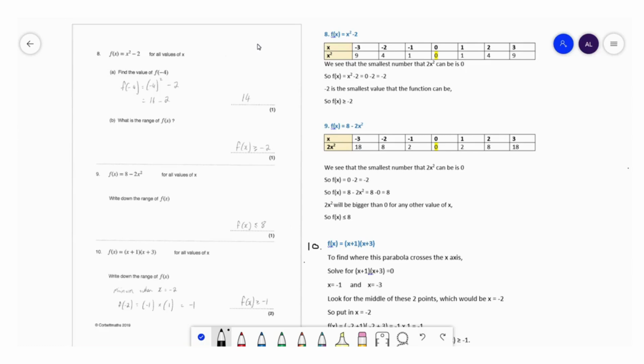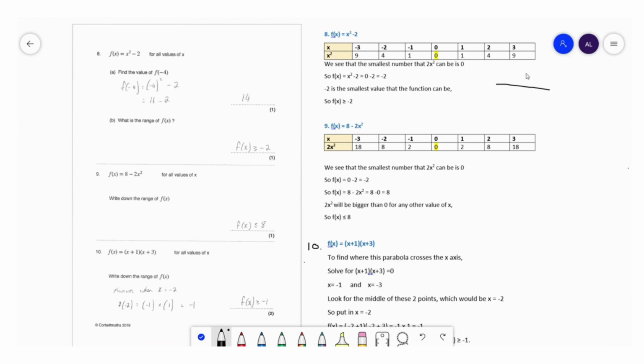So for question 8b, we can put in some values of x into the function to check what we'll get for x squared. And we can see that when we try and put some numbers in, the smallest value that x squared can be is 0. So we put that into the function and we get f(x) equals minus 2. And because 0 is the smallest it can be, we know that any other number that we put in would make the answer bigger than minus 2.